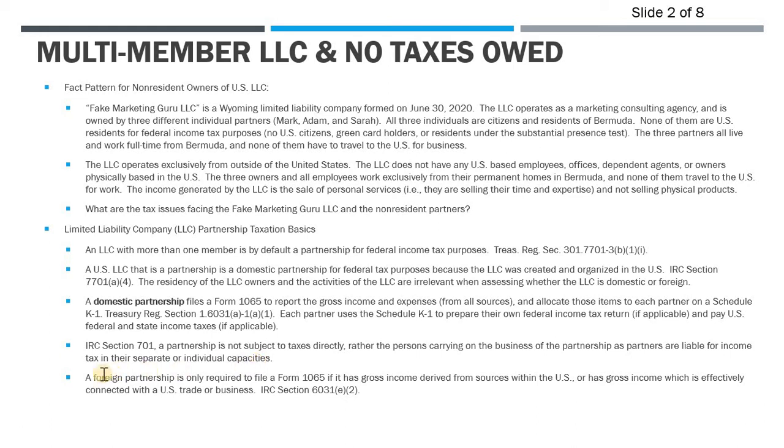Okay, now we covered domestic partnerships over here, always needing a 1065. Foreign partnerships do need to file a 1065, but only in limited circumstances, right? So if you have a foreign partnership and it has gross income from sources within the U.S., or it has gross ECI, effectively connected income with a trade or business, then it will have to file a 1065 return and likely pay some taxes because of the ECI issue. And that standard is outlined in 6031E2.